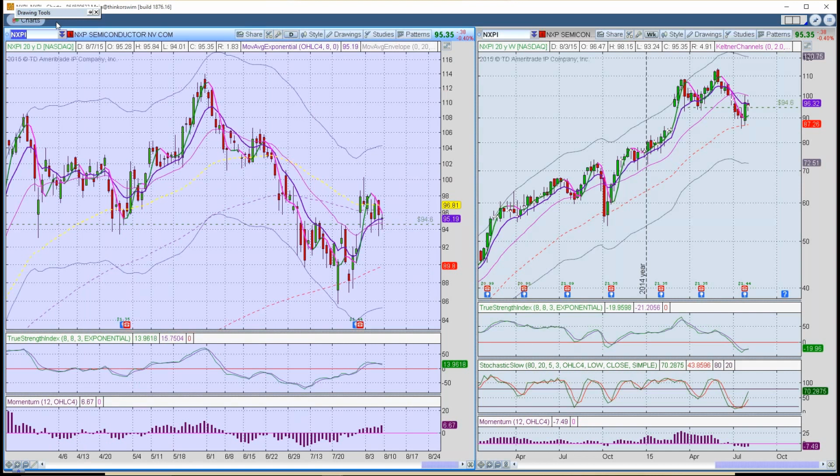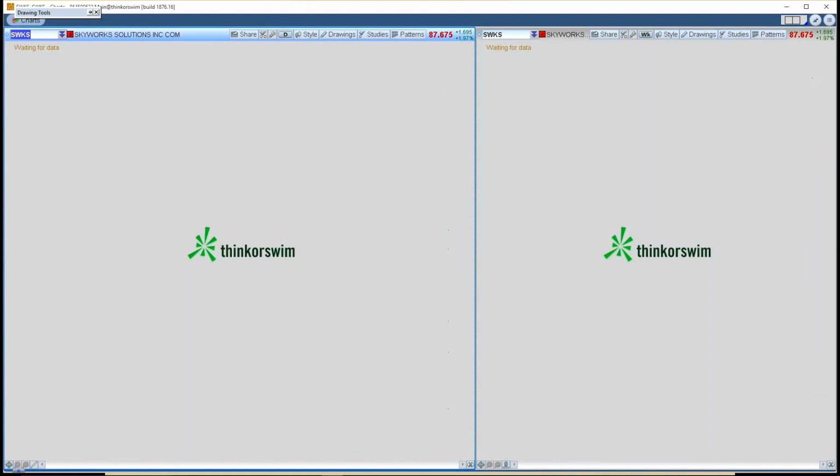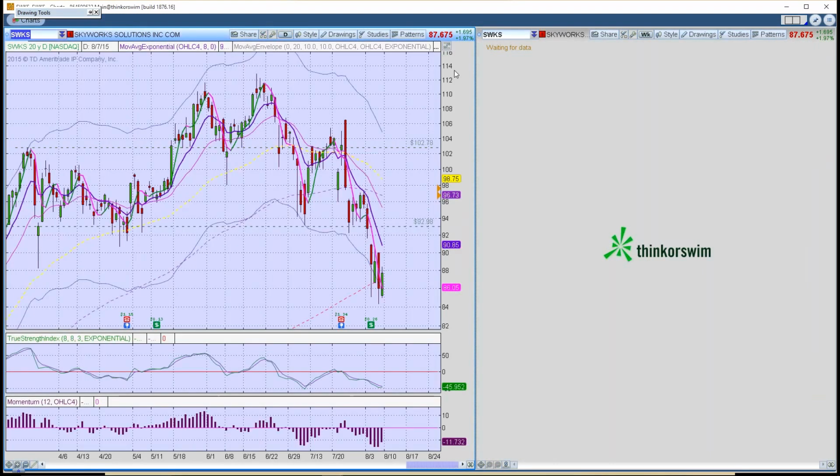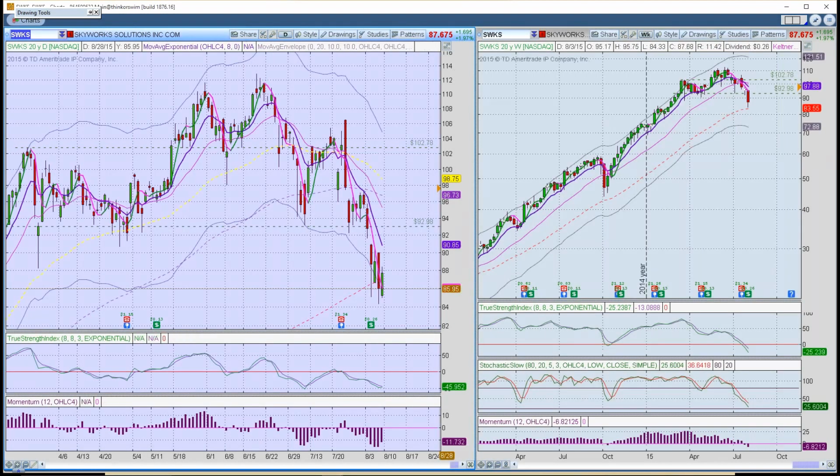Then Gino has SWKS, which actually was on the short list. At this time, where are we at? We're right at the 200-day moving average. I'd be keeping an eye on this one, Gino, for a couple of reasons. One is, will it do a significant bounce off the 200-day moving average?